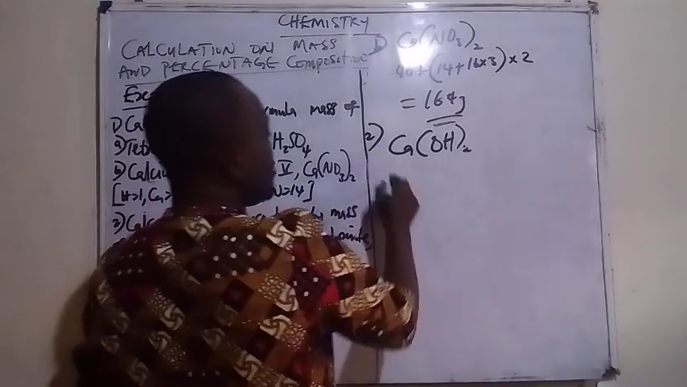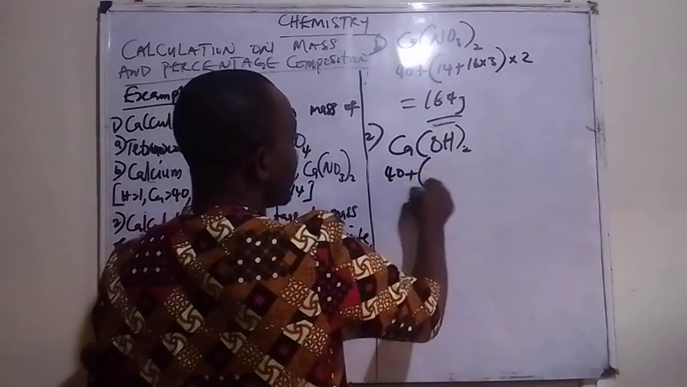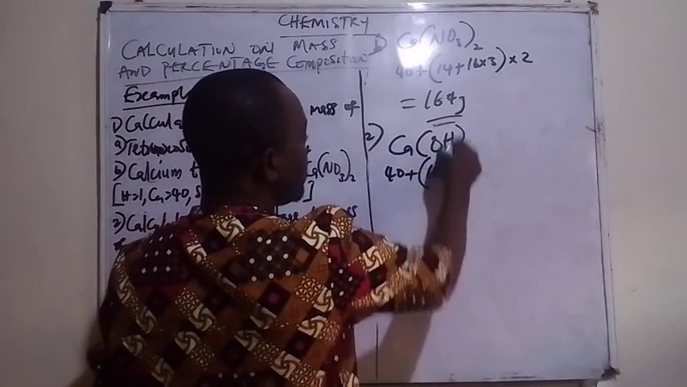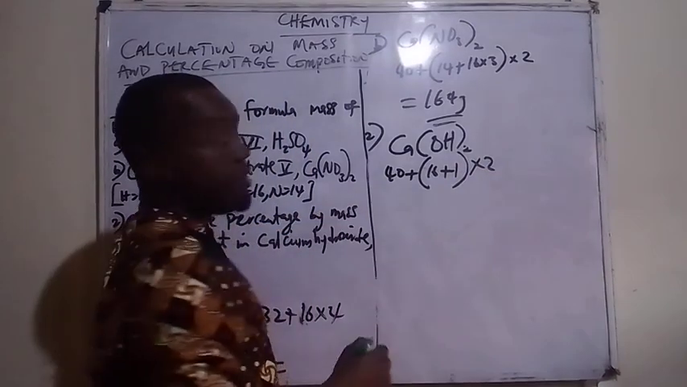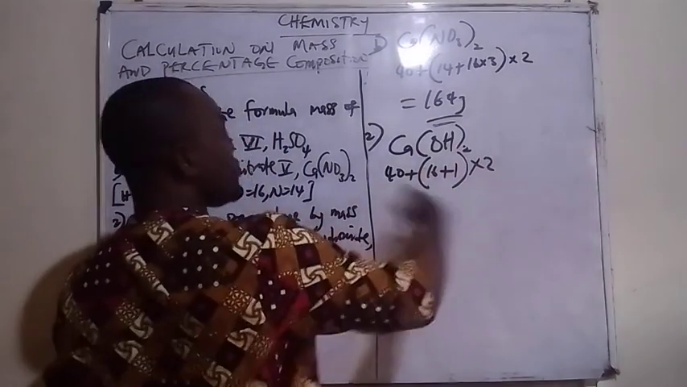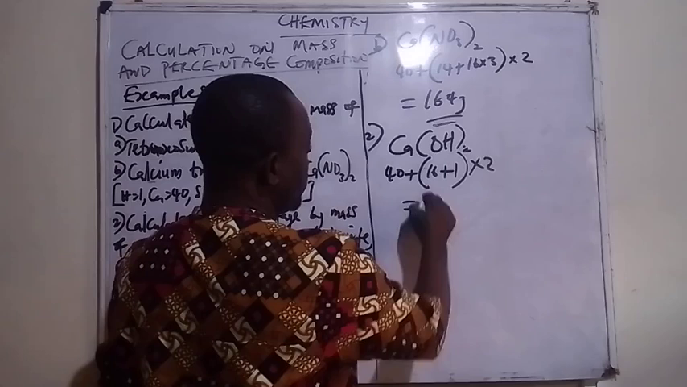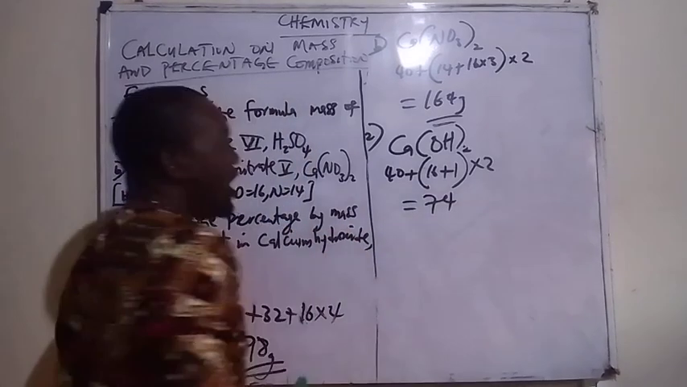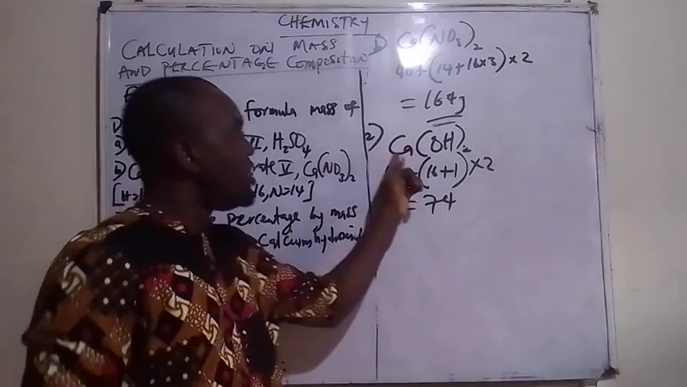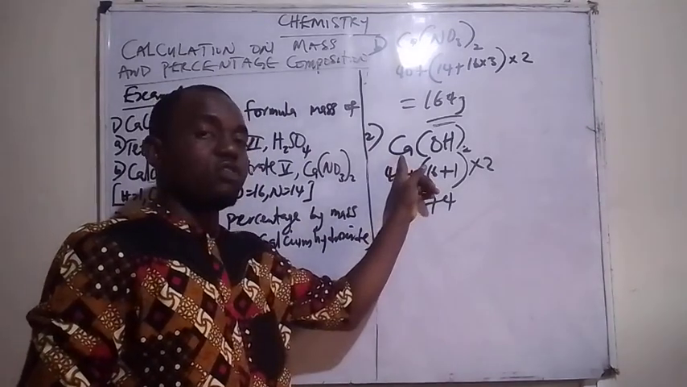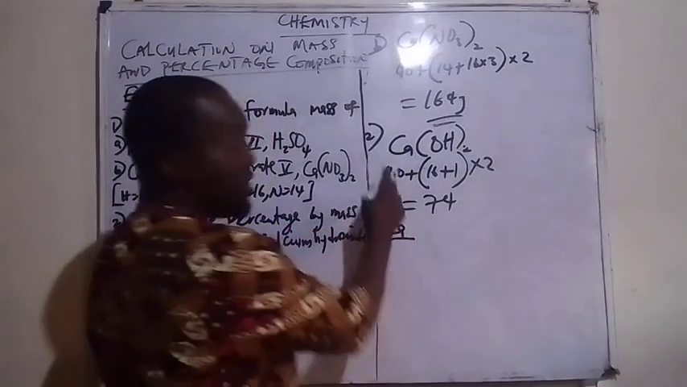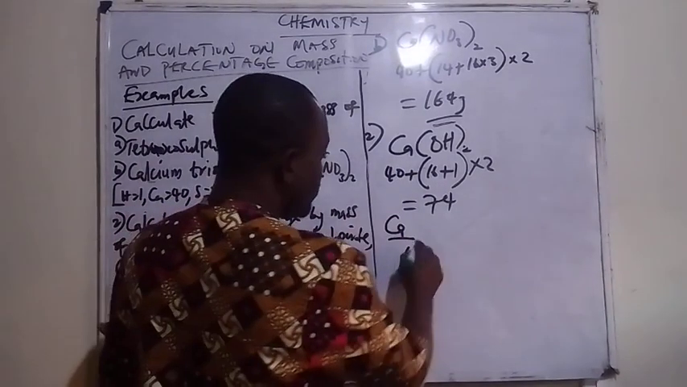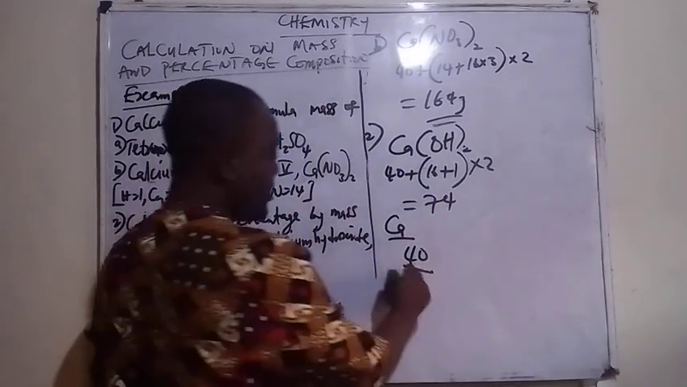So calcium is 40 plus bracket, oxygen is 16 plus hydrogen is 1, then times 2. Are we there? So at the end of the day, solving everything here, we get 74. Now let's calculate the percentage composition of calcium first. Calcium is 40, so we have 40 over the mass that you calculated.